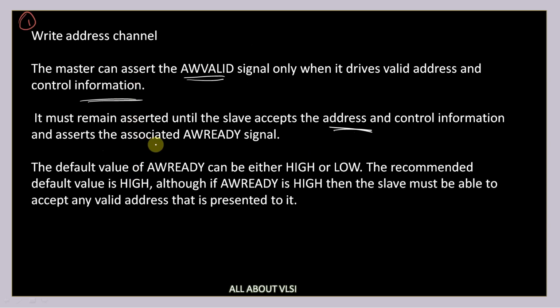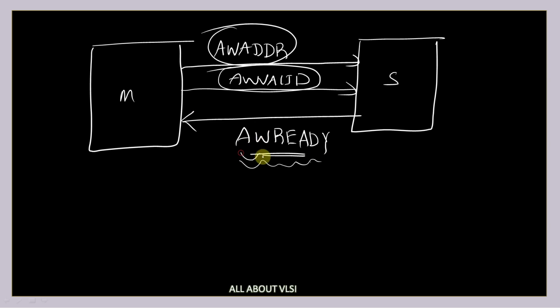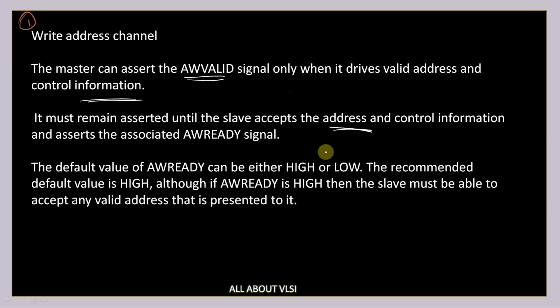Now, coming to the default value of this AW ready signal. What should be the default value of this AW ready signal? This is indicated by your AXI protocol. The protocol suggests that this AW ready signal can be either high or low. But the recommendation given by our protocol is to keep this AW ready signal high. If our AW ready signal is high, then the slave must be able to accept any valid address that is presented to it. Okay.